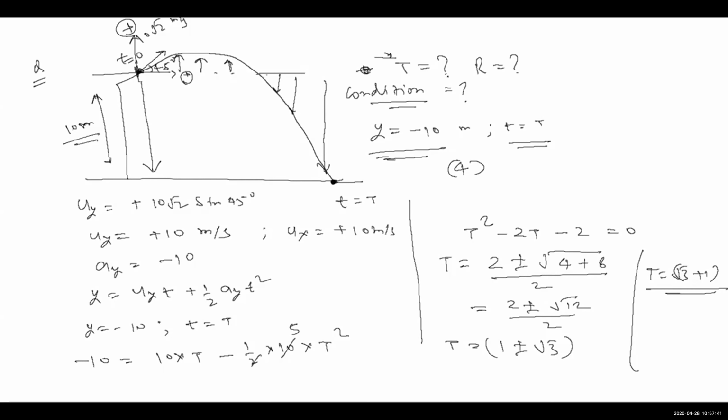So the thing is, displacement along the x-axis after this much time will be the range. So I'll be using the third equation. At t equals capital T, x will be equal to R. Equation 3, which is x equals ux into t. We put the conditions. R will be 10 into 1 plus root 3 plus 1. That will be your range.